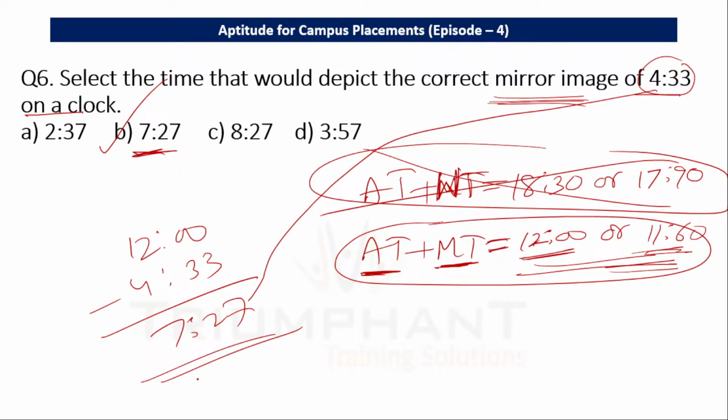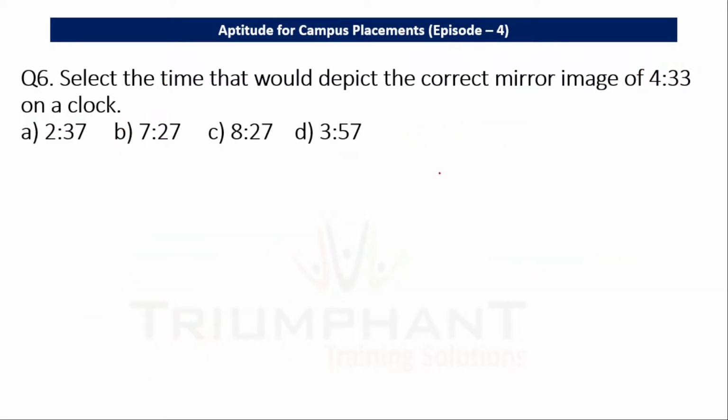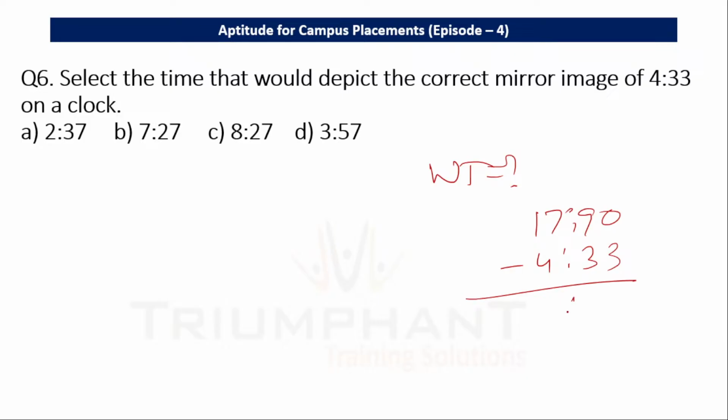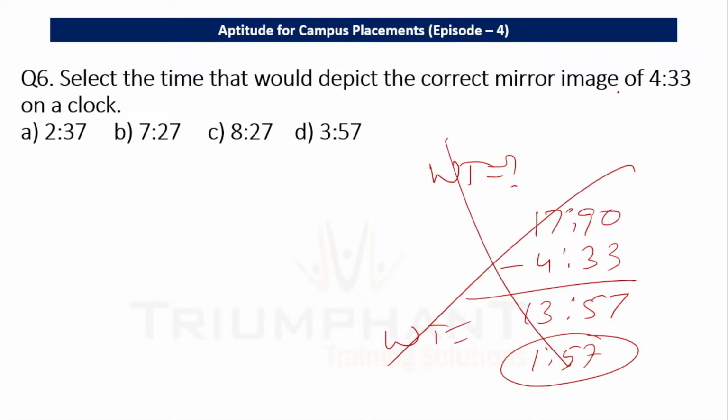Had it been a water image, then it would have been a different case. Suppose in the same question, if you are asked to find the water image, then you should subtract from 11:60. 11:60 minus 4:33 is 7:27, and this is 1:57, right? But this is not what you are asked to find, nothing to worry. In case you are asked to find water time, then you have to subtract from 11:60. As you are asked to find mirror time, you have to subtract from 12, which is 7:27.